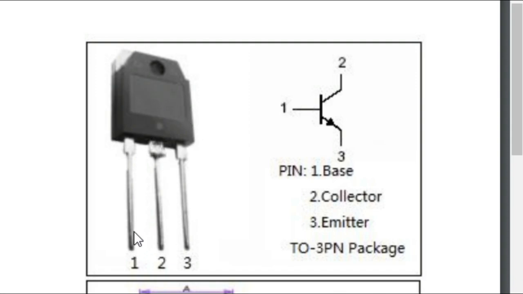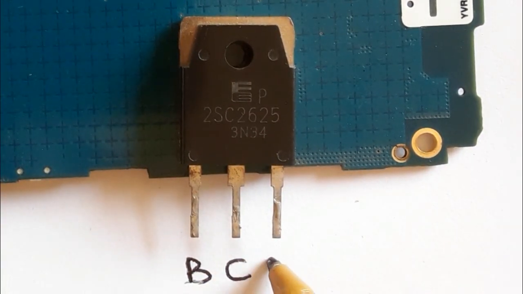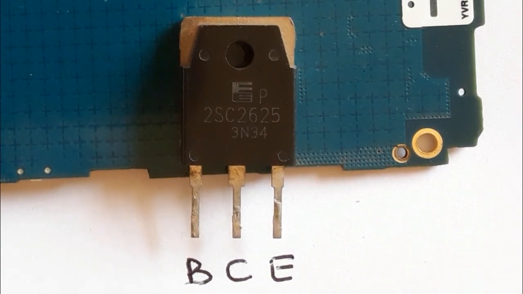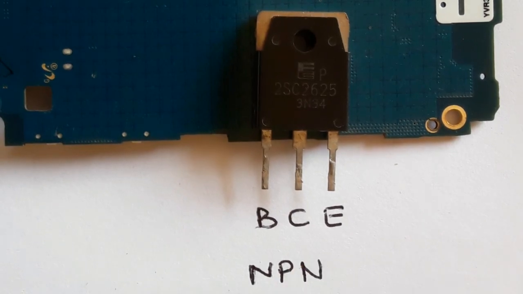Okay, as you can see, this is the same transistor that we have. So the pin number 1 is the base, pin number 2 is collector, and pin number 3 is emitter. This is its symbol. As you can see, we have the arrow toward the emitter. Basically this is NPN amplifier transistor.